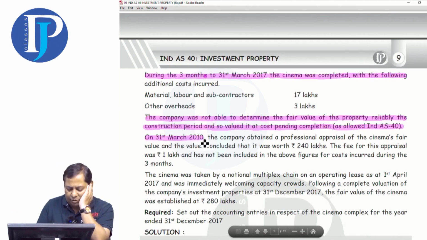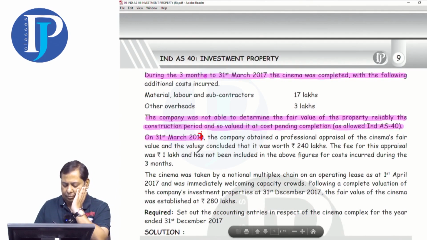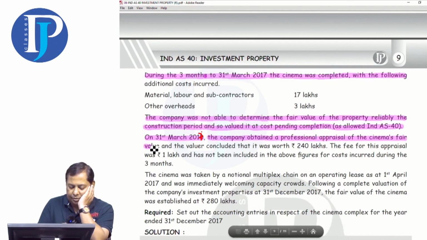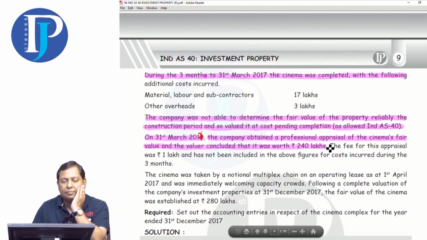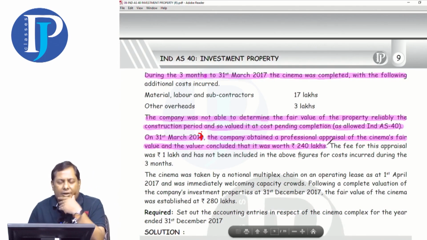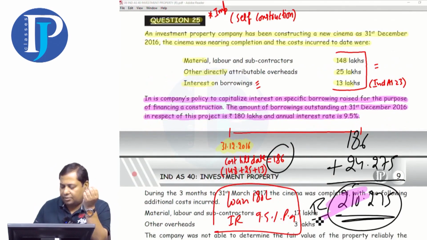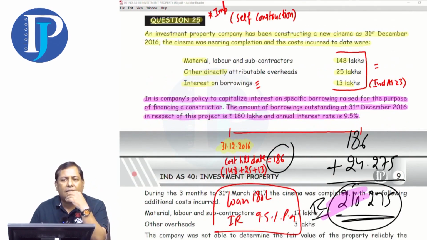On March 31st, 2010, there's a printing mistake. It's 17. On 31st March 2017, the company obtained a professional appraisal of the cinema's fair value. And the valuer concluded that it was worth rupees 240 lakhs. The fair value is 240 lakhs. How much is the cost? It's 210. Books will just have cost. I can show fair value in the notes.